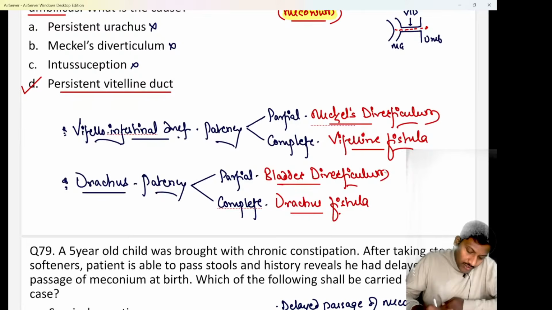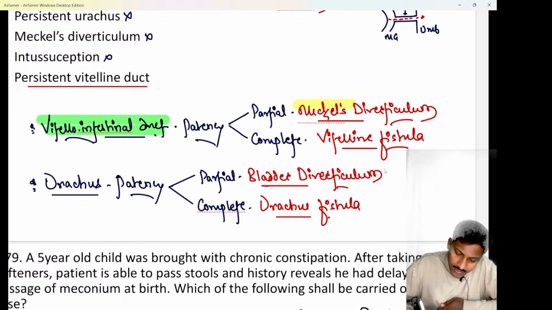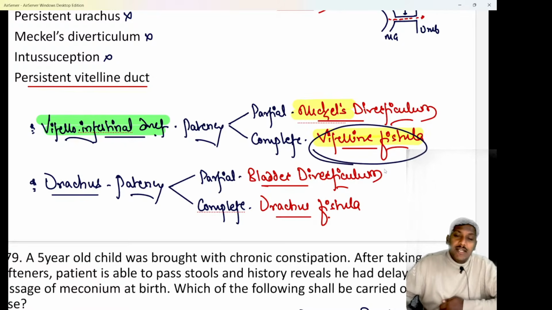Okay? We know the vitellointestinal duct, if this structure is going to be persistent and patent, do remember, there are two problems which will arise. First, the partial patency of the vitellointestinal duct will give rise to an outpouching called Meckel's diverticulum, which is 2 feet proximal from the ileocecal junction, as I've told you yesterday. Secondly, the complete patency of the vitellointestinal duct gives rise to a condition known as vitelline fistula, and in this vitelline fistula itself, meconium discharge happens from the umbilicus.